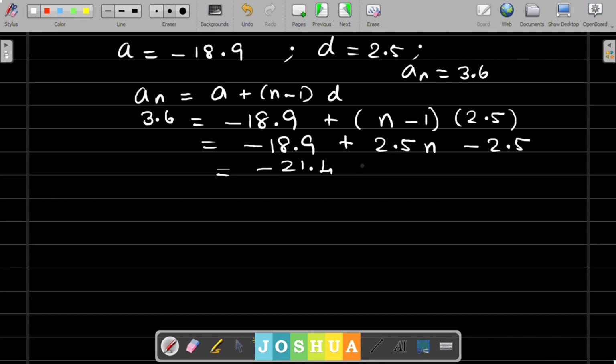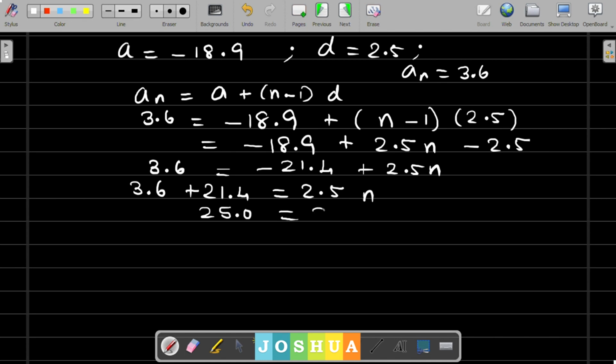So now -18.9 minus 2.5 is equal to -21.4. 9 plus 5 is 14, remaining 1. So -21.4 plus 2.5 N, that is equal to 3.6. You can put it the other way also, like 3.6 plus 21.4 equal to 2.5 N. 21.4 plus 3.6 equal to 25.0, that is equal to 2.5 N.